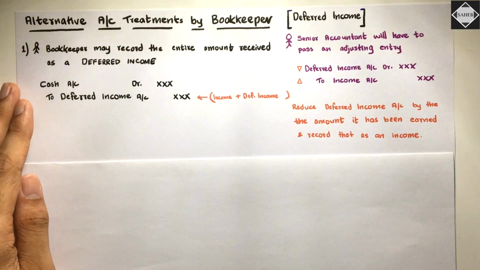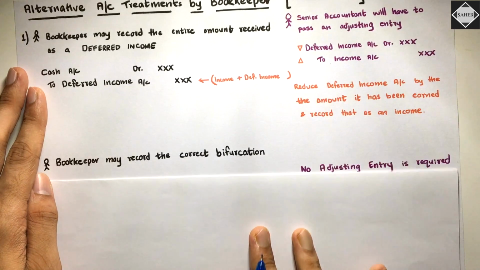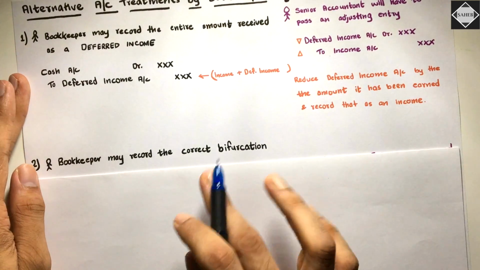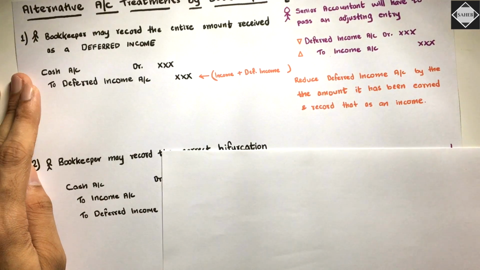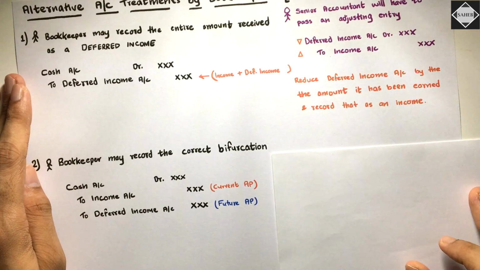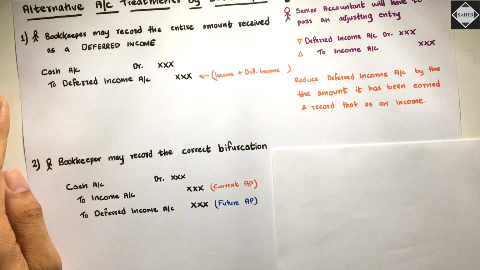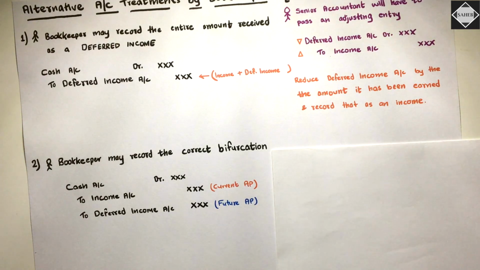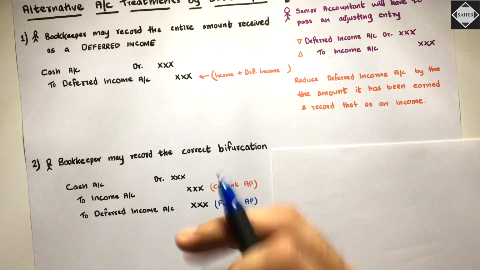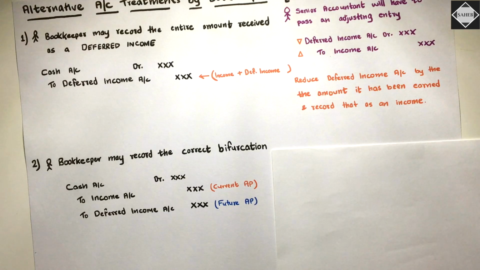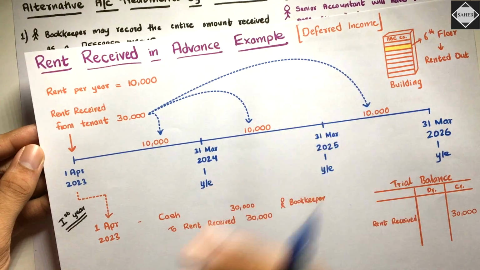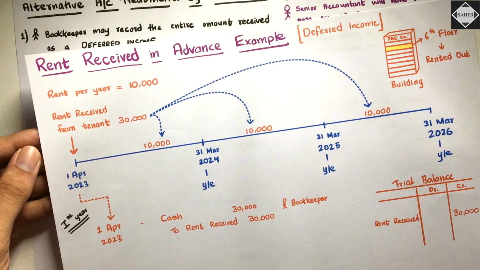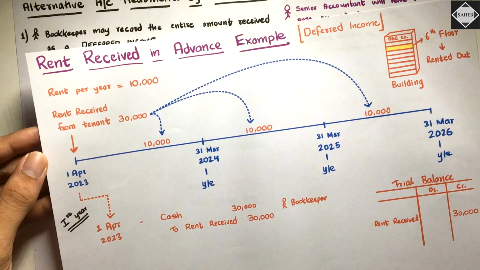Then the second alternative that can happen is the bookkeeper may record the correct bifurcation. What do I mean by correct bifurcation? It means the bookkeeper is very proficient, he has high knowledge, and the accounting system is designed so that the bookkeeper is given the authority to record accruals and prepayments. In that case, when 30,000 was received by the company, at that time only the bookkeeper will do the calculation. By the end of the current accounting period, what will happen? He will estimate and pass the entry.